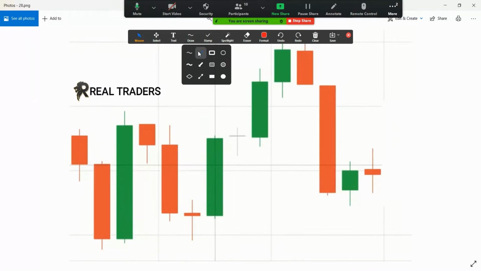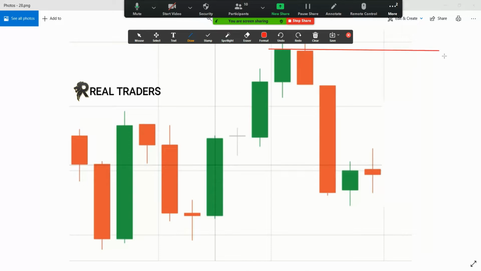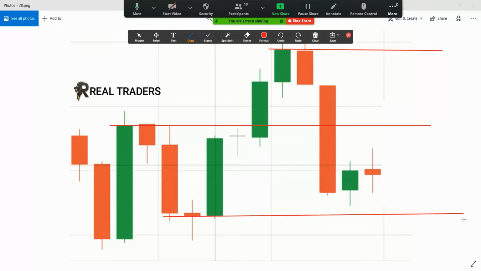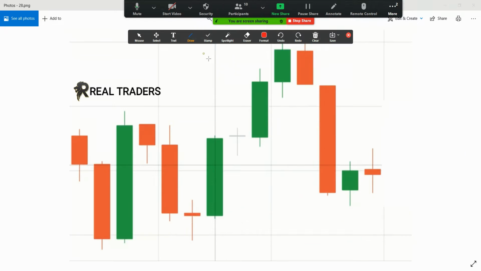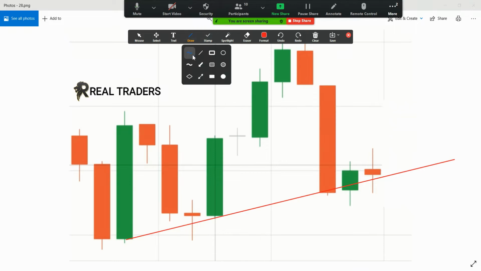So let me draw the levels here. A resistance level here, a resistance level here, a support level here, and also we have a trend line here, right? So this is the right level. Let me draw again. Okay, so this is the trend line, right?